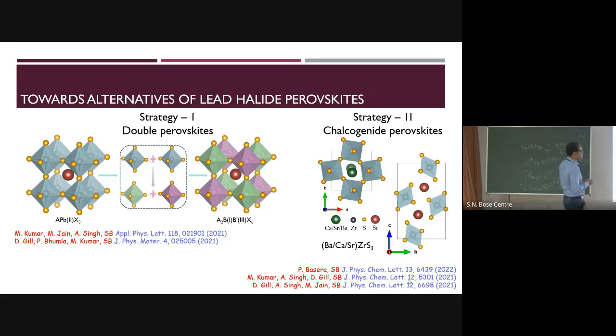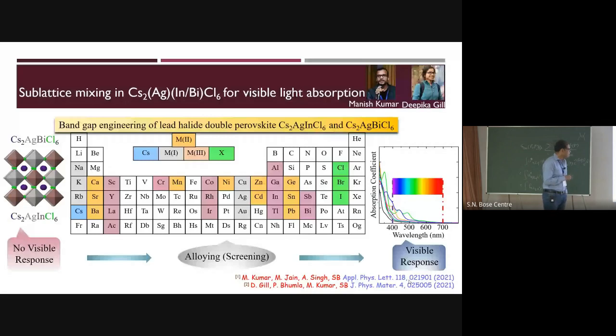The other one is to go to completely different materials, which are called chalcogenide perovskites. I will also try to show how chalcogenide perovskites perform in solar cell applications. So far I did not talk much about the exciton, which will come in a few minutes. First, the conventional experimentally synthesized double perovskites are these two materials, and there is no visible light response. That's not good.